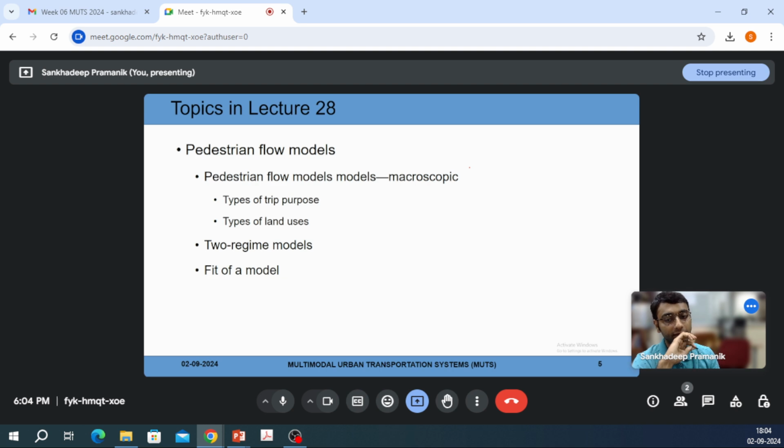In the next lecture we discussed different macroscopic models, the single regime and multiple regime models, which are similar to vehicular flow. We also discussed how we can know whether a model is a good fit or not. It is basically based on R square, which we also discussed.